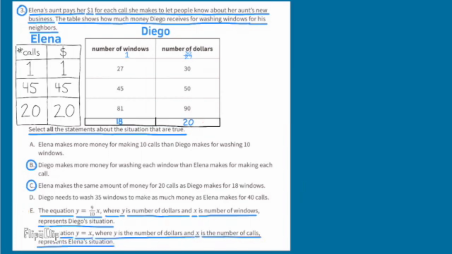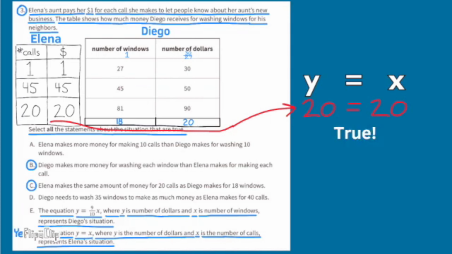Statement F. The equation y equals x, where y is the number of dollars and x is the number of calls, represents Elena's situation. Let's use the bottom row of Elena's table and substitute y, or the number of dollars, with 20, and substitute x, or the number of calls, with 20. And yes, 20 does equal 20, so this statement is true. I will select statement F.